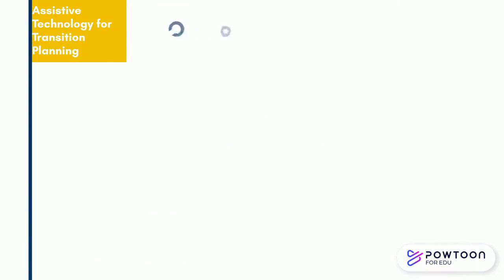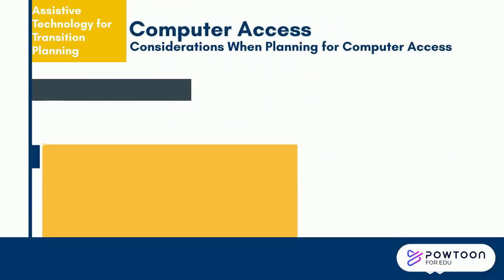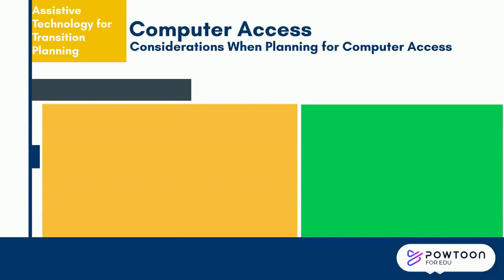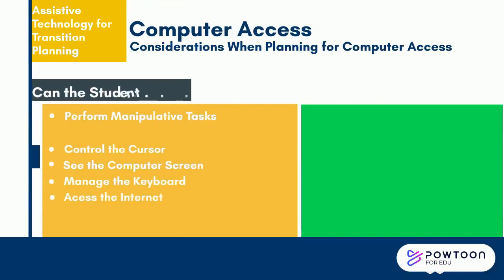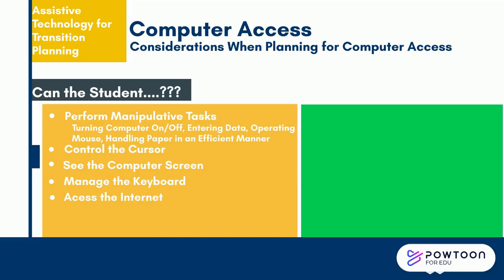Assistive technology for transition planning. Considerations when planning for computer access. Can the student perform manipulative tasks such as turning on or off the computer, entering data, operating the mouse, handling paper in an efficient manner? Can the student control the cursor? Can the student see the computer screen? Can the student manage the keyboard? Can the student access the internet?